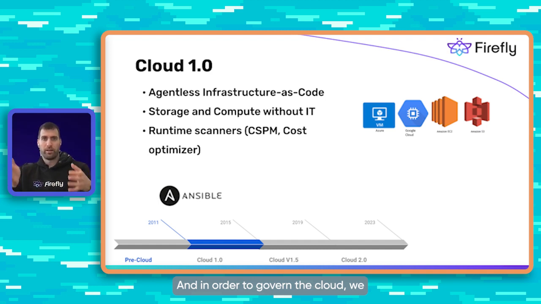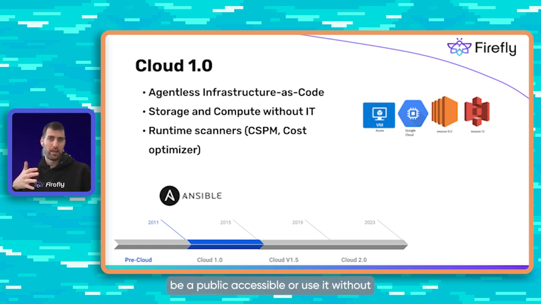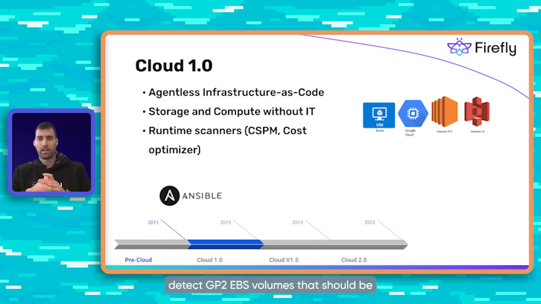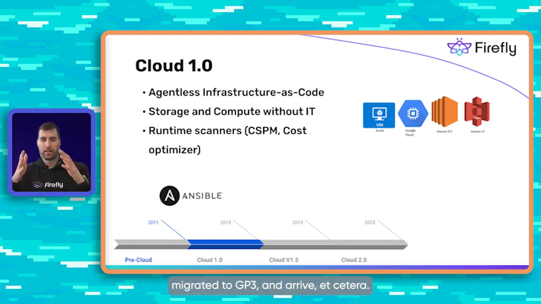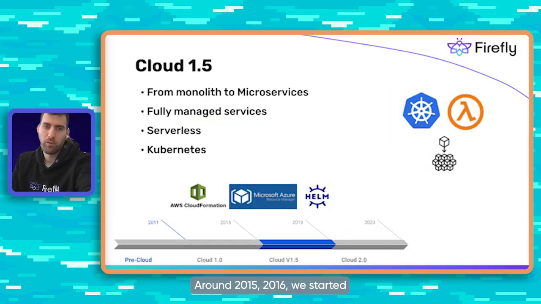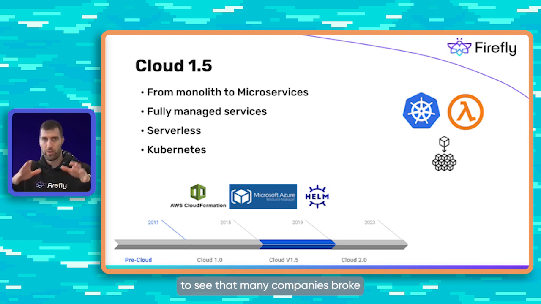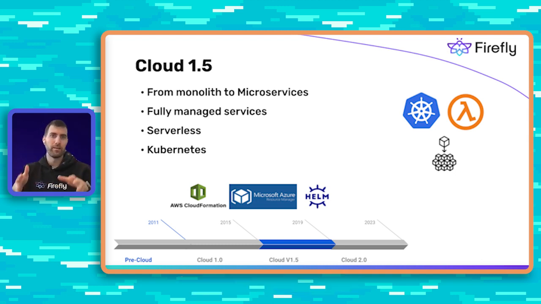And in order to govern the cloud, we started to see that many companies adopted solutions like CSPM or cost optimizers to detect misconfiguration in the runtime, such as an S3 bucket that might be publicly accessible or users without MFA, or from a FinOps point of view, we can detect GP2 EBS volumes that should be migrated to GP3 and RIs, etc.